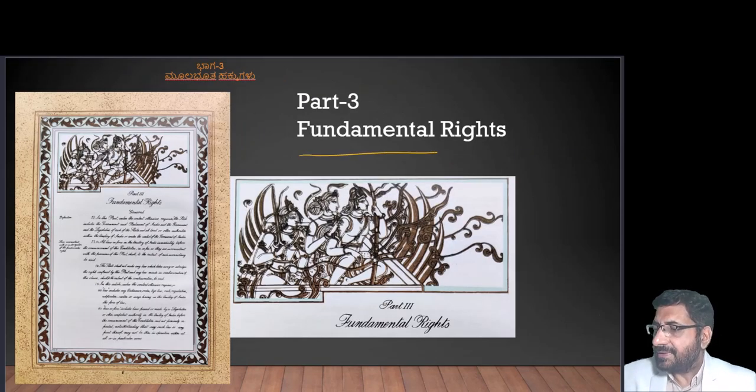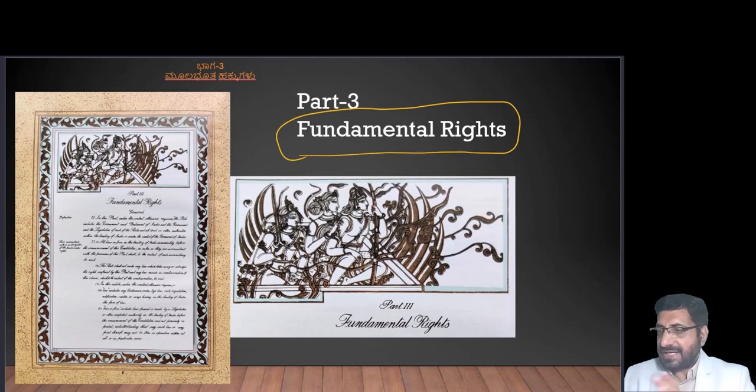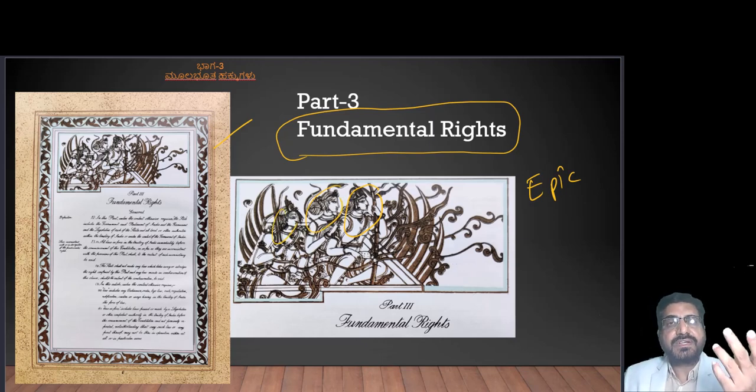Part 3 is about fundamental rights. So this is our actual page in our constitution. This artwork represents the epic period. This is from Ramayana. Rama, Sita and Lakshmana are there after conquering the evil, that is Ravana. Then they are going back to Ayodhya. That scene is represented by this mesmerizing artwork. So this is there in part 3, fundamental rights.